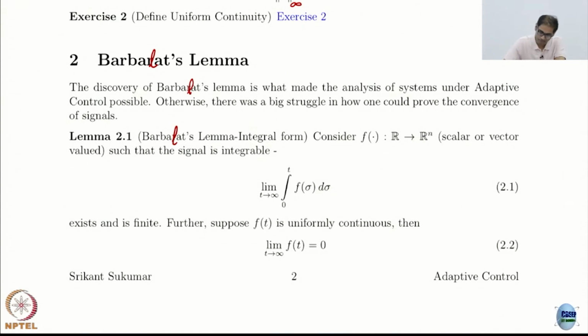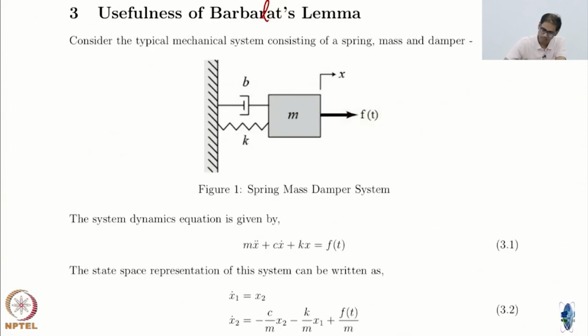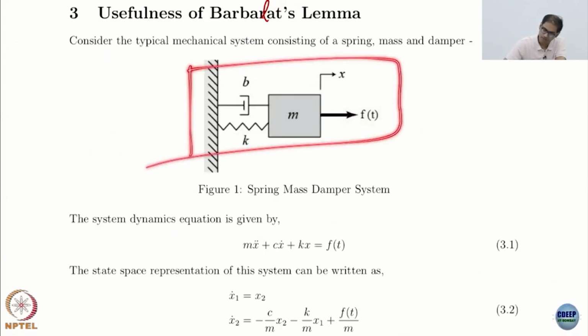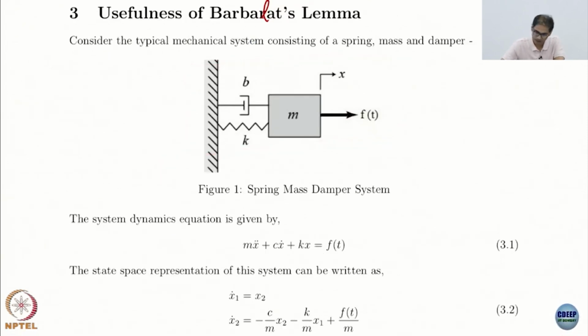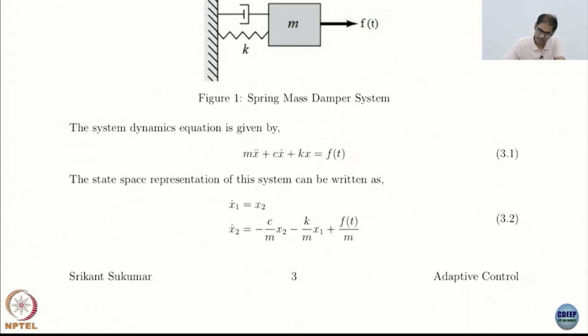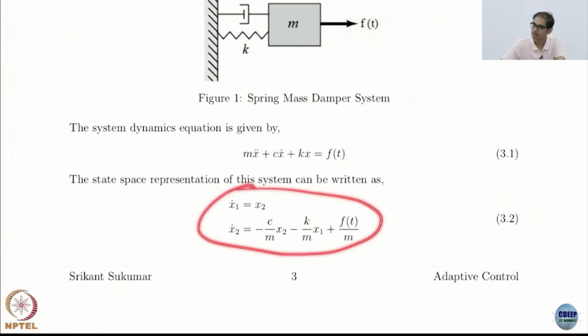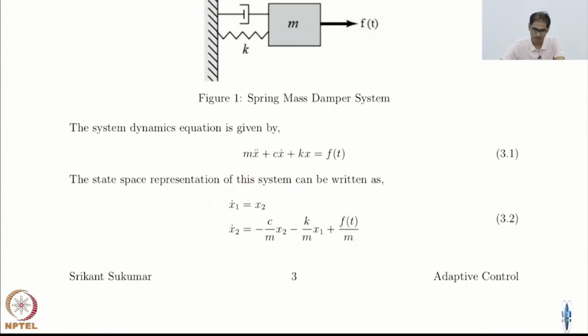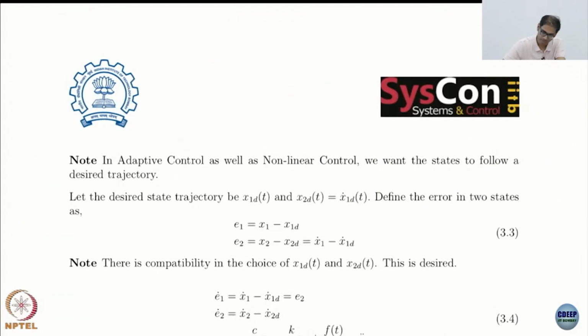For the application, we just look at a simple spring mass damper system. You know that the dynamics looks like this for this system, and F is the external force that is being applied. If I write it in state space form, then it looks like this. x1 is the position, x2 is the velocity, and F is of course the force if you choose to apply it.